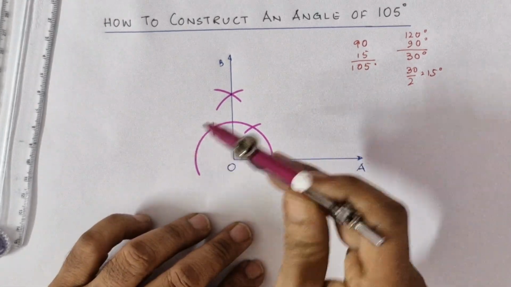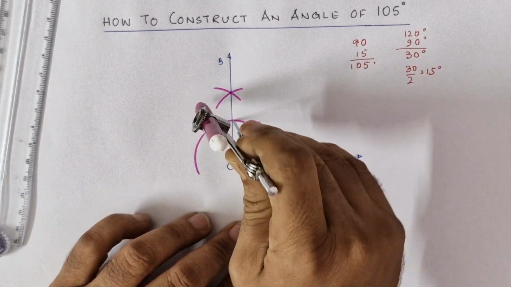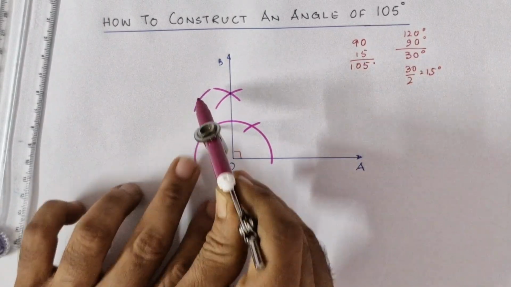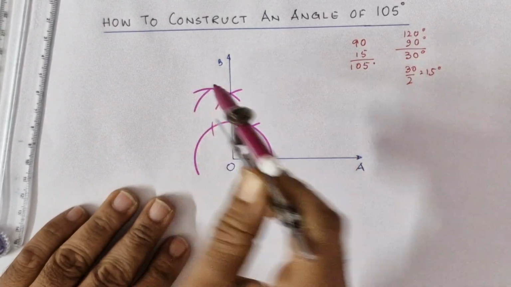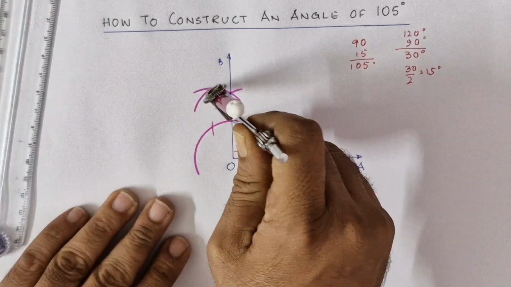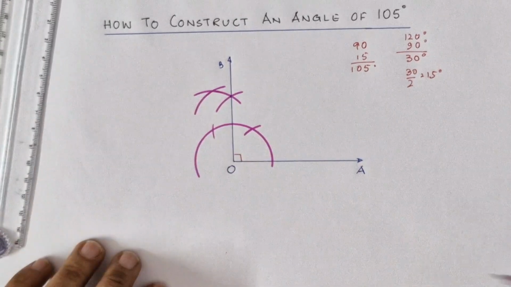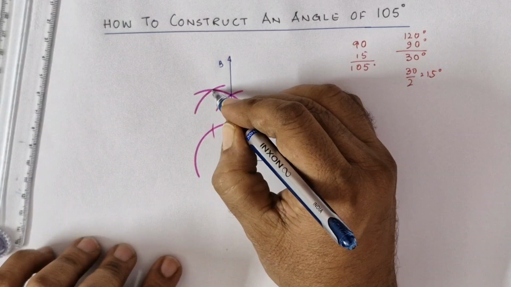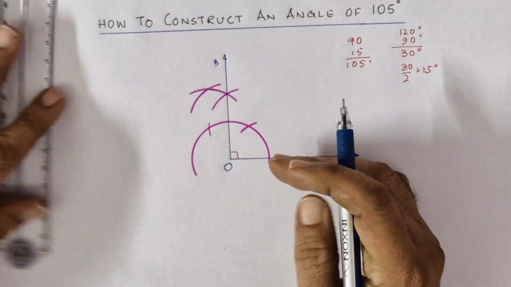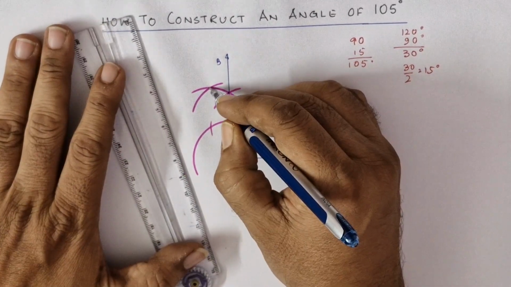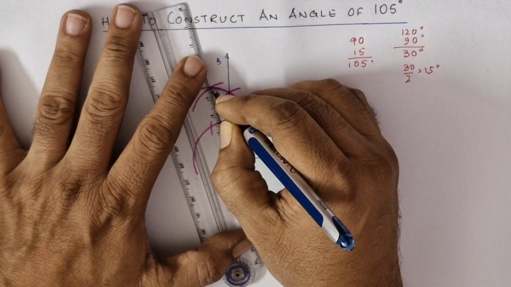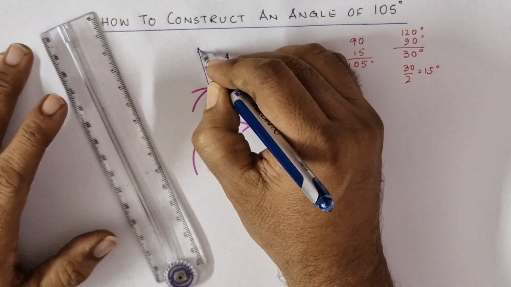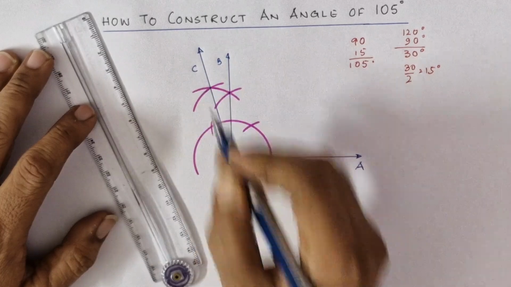Similarly, don't change the radius. Point the needle here, draw an arc here, point the needle here and draw a similar arc. Let's have an intersection point here. There is another intersection point. Mark it carefully and join this particular point and O. Got it? Let's name it as C.